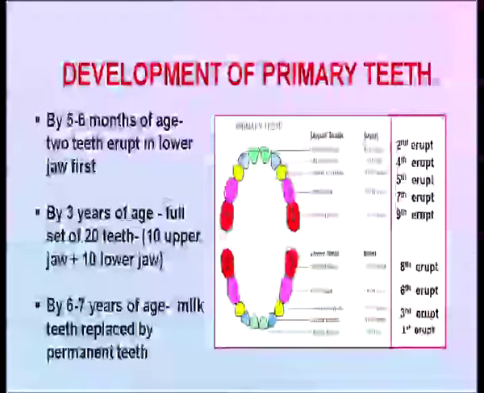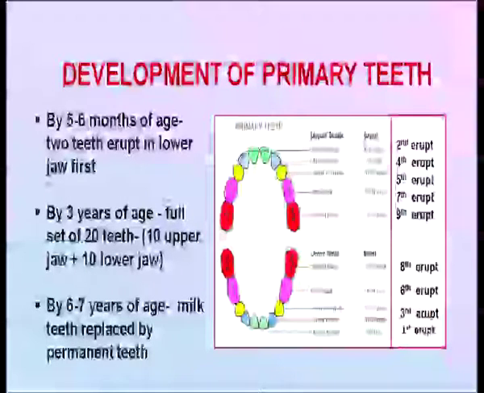Now I will be discussing with you the development of primary teeth. By 5 to 6 months of age, 2 teeth erupt in the lower jaw first, as the picture clearly shows you. By 3 years of age, a full set of 20 teeth, that is 10 upper jaw plus 10 lower jaw, develops, and by the time the child is 6 to 7 years of age, milk teeth are replaced by permanent teeth.